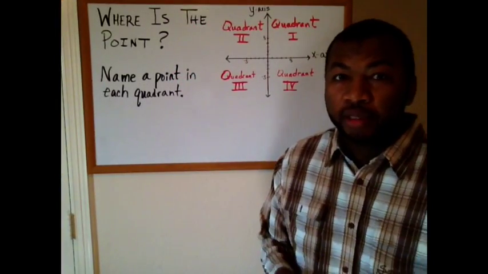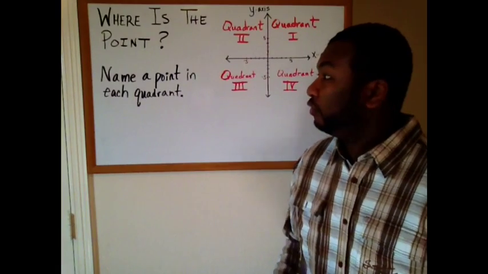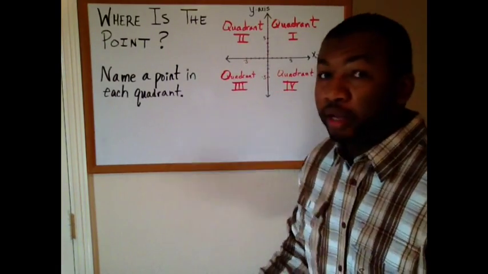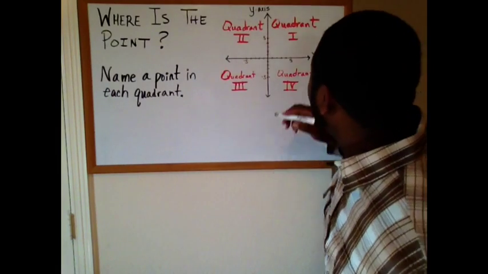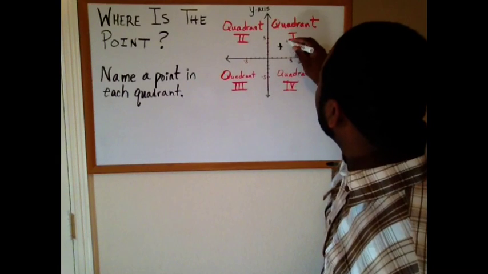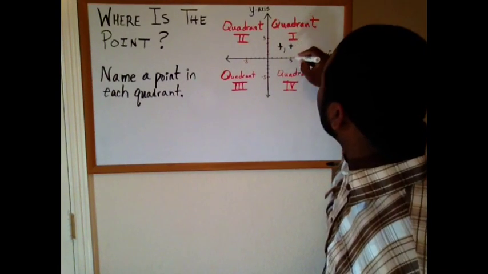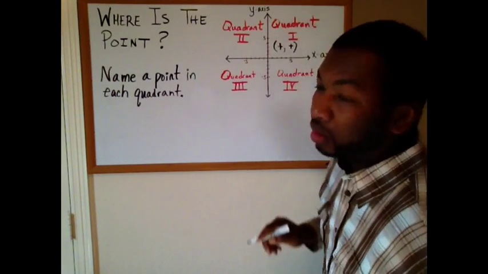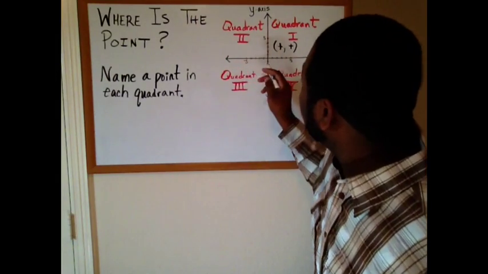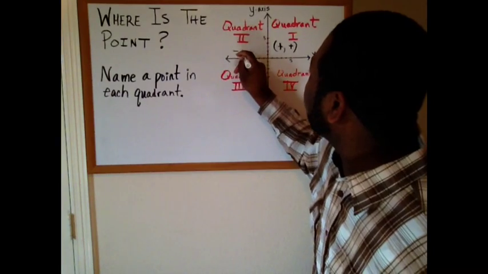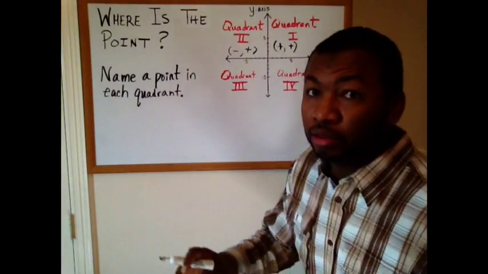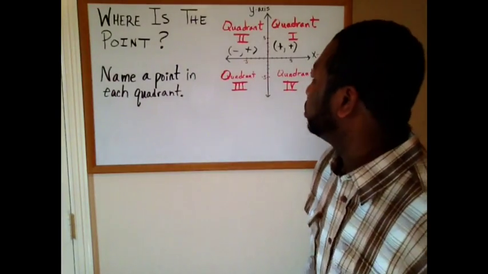Alright, this is how you know if you got it right. So for quadrant 1, if your ordered pair has 2 positive numbers, you got it right. Doesn't matter if they're fractions, decimals. If they're both positive, in quadrant 1 you have a positive x and a positive y. Quadrant 2, you got it right if the first number is negative and the second number is positive. Doesn't matter what number it is, as long as it's negative first, then positive, it's in quadrant 2.